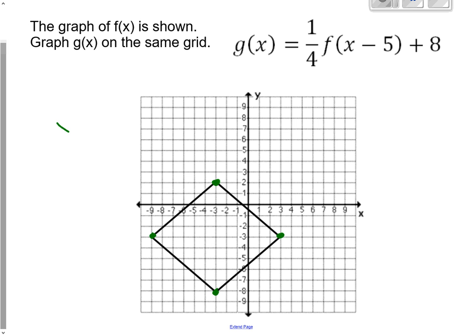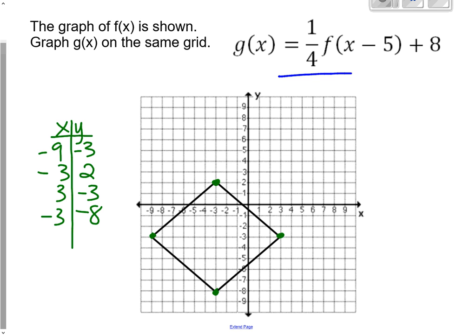So x and y. And negative 9, negative 3, negative 3, positive 2, positive 3, negative 3, and negative 3, and negative 8.